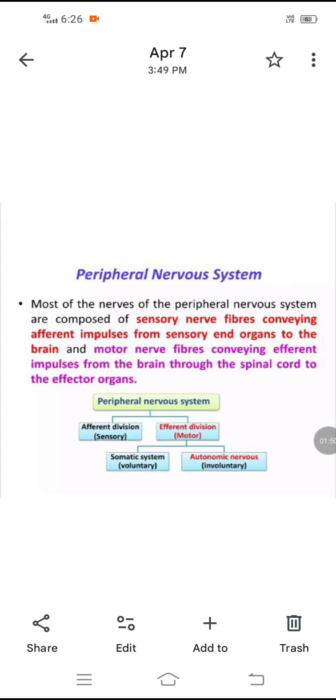Next, we can see the peripheral nervous system. So, most of the nerves of the peripheral nervous system are composed of sensory nerve fibers. Here, the sensory nerve fibers convey afferent impulses, that is, sensory impulses from the sense organs to the brain, and motor nerve fibers, that is, efferent, conveying impulses from the brain through the spinal cord to the effector organs. What all comes under effector organs? Muscles as well as glands.